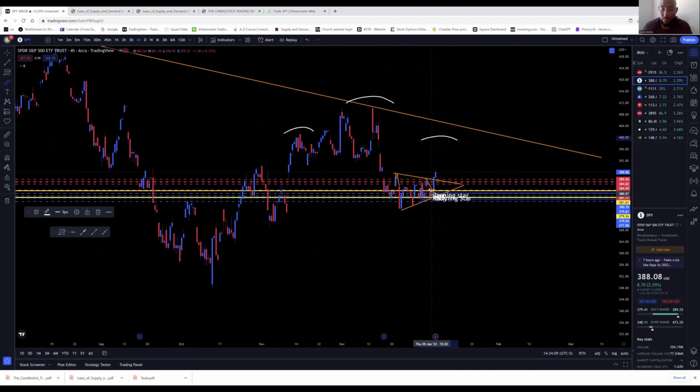So the move that we saw Friday was good because at least it broke out of some consolidation, right? And as you can see, all of my lines and everything, it broke out of that. So now we should get some.